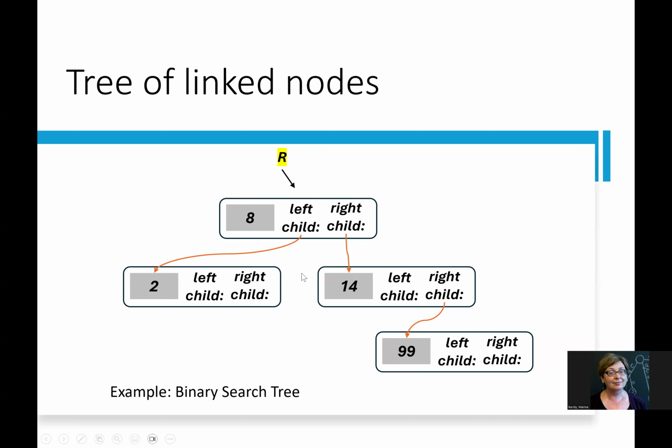This way, we can generate a binary search tree used for efficient search. In this tree, the data is arranged in such a way that for each node, all values in its left subtree are smaller than the current node, and all values in the right subtree are greater than it. So if we search, for example, for 99, 99 is greater than 8, go to the right child. 99 is greater than 14, go to the right child. And finally, we found 99.